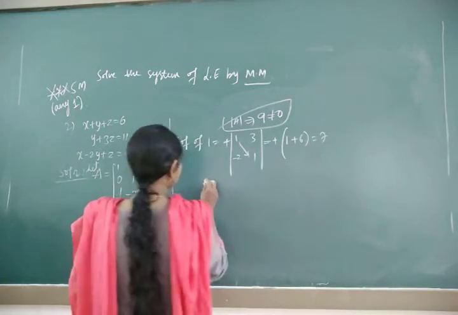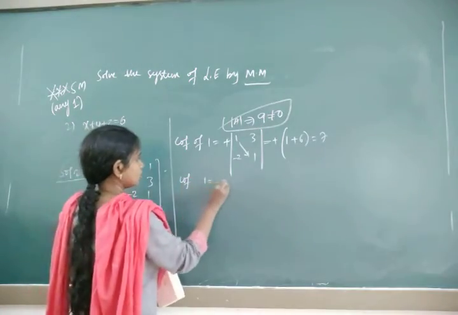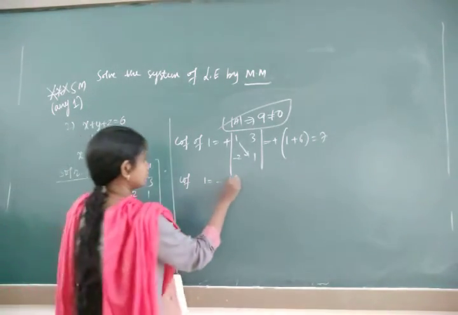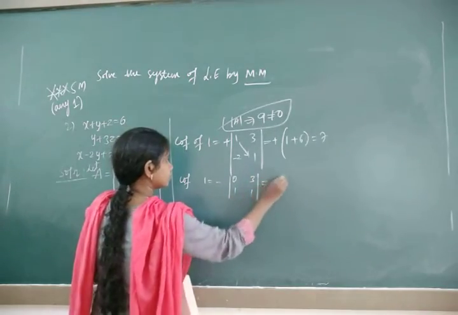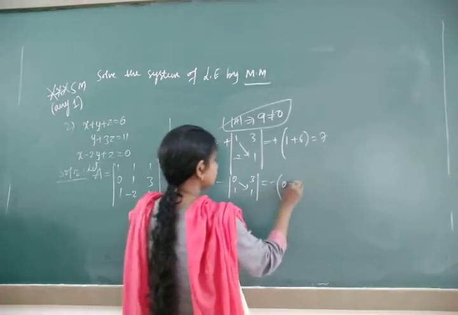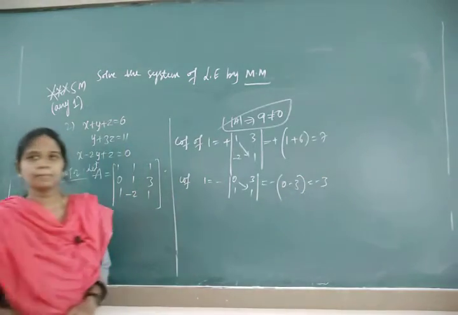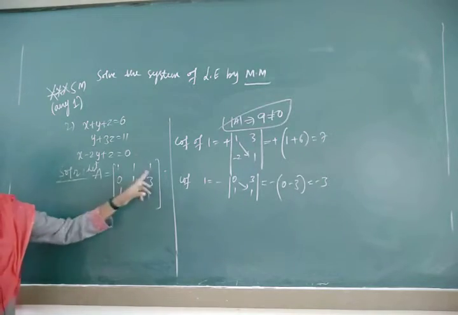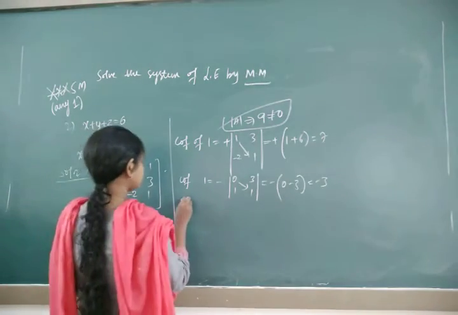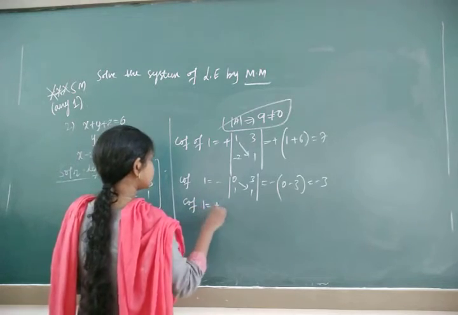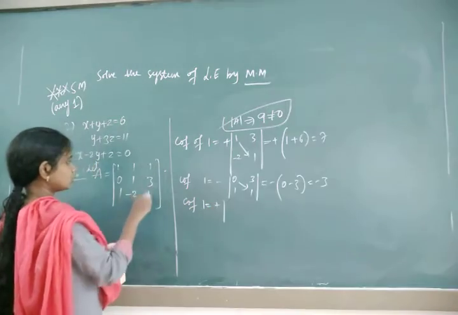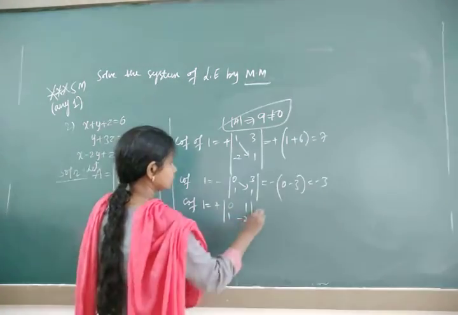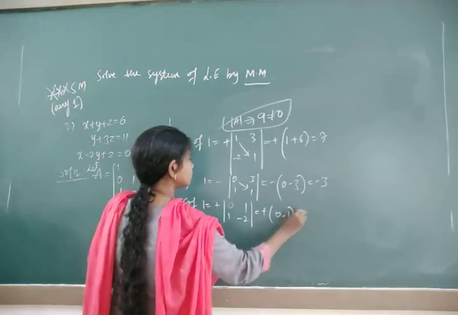Next you take cofactor of 1 again, it's a minus, deleting first row, second column, it will be 0 3 1 1. 0 minus 3, it's a minus 3. Next you take one more cofactor of 1 again, deleting first row, third column. Take sign as plus, you will remain with 0 1 1 minus 2. It's a plus of 0 minus 1, which is equal to minus 1.